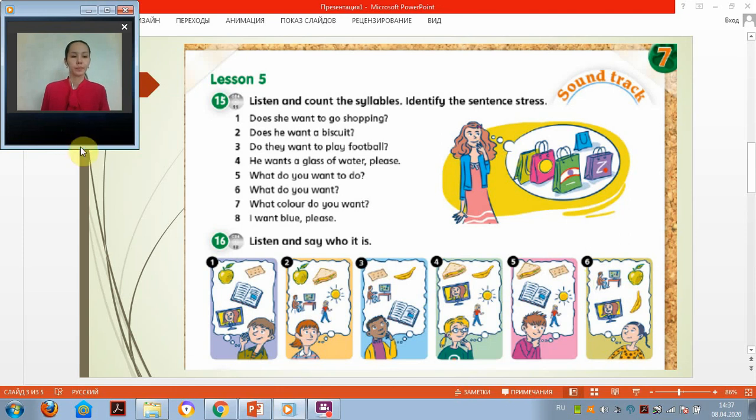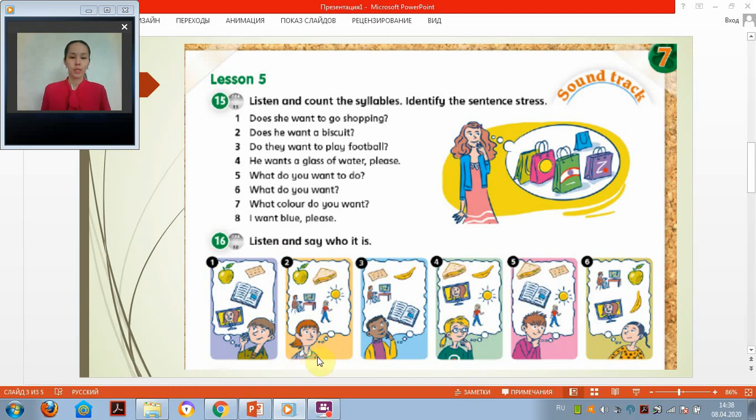Unit 7, Lesson 5, Students' Book, page 69, Activity 16. Listen and say who it is. Number 1. She wants an apple and a sandwich. She wants to play on her computer and go for a walk. Okay, who is it? One minute.